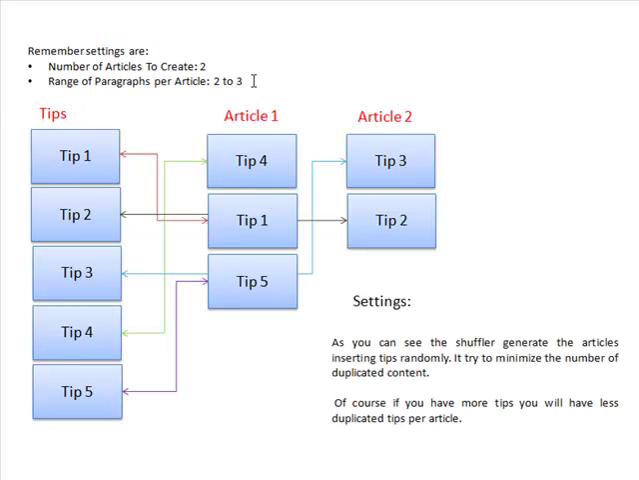A very simple illustration is this. Let's assume that you have five tips, and the software will just shuffle everything, pick randomly which tips are involved, and then create a brand new article. And think about it, if you were to spin those tips, these are even more unique content.